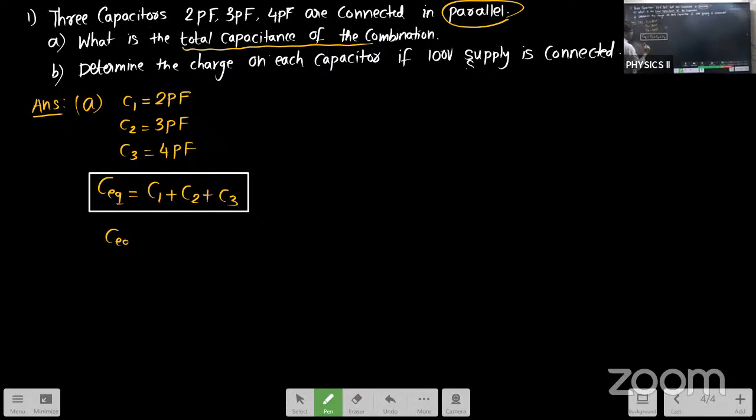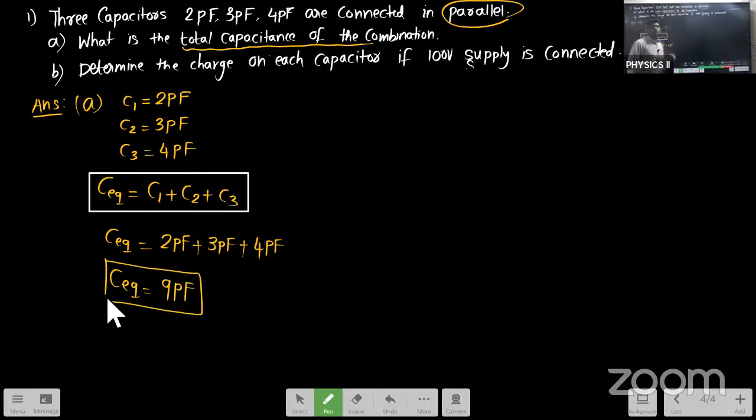C equivalent is equal to 2 picofarad plus 3 picofarad plus 4 picofarad. So what will be the final answer? Equivalent capacitance is equal to 9 picofarad. This is the answer for the first question. He was asking you to determine the equivalent capacitance when the 3 capacitors are connected in parallel combination.